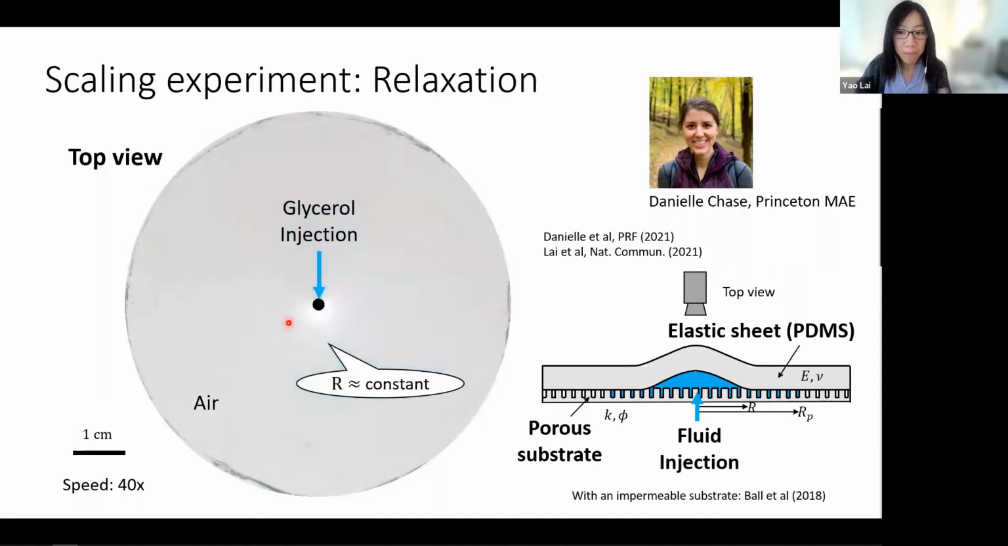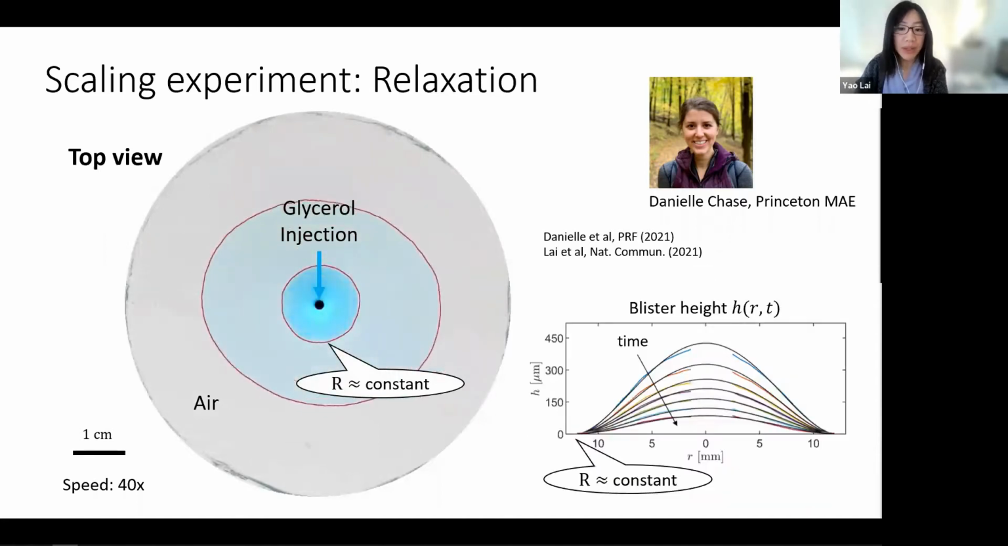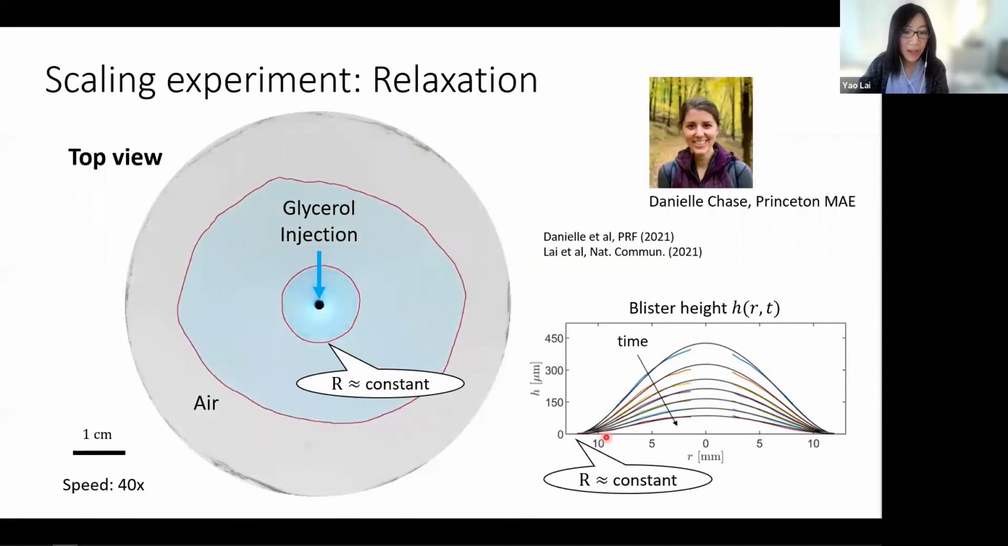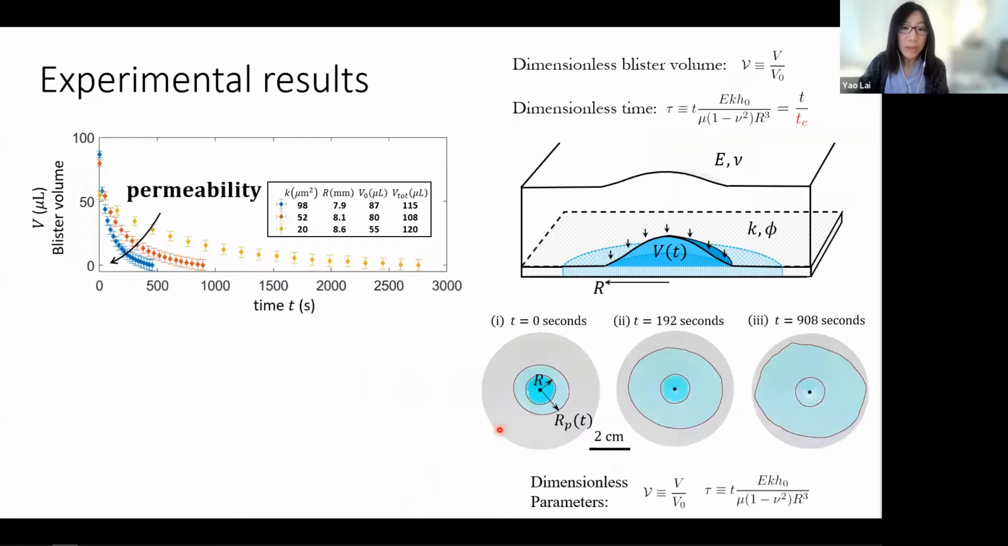So this is the measurement of the blister thickness profile obtained by Danielle. And again, we see that the blister radius is roughly constant. The benefit of the experiment is that we can control the permeability of the porous substrate. And here I plot the measurement of blister volume that decays as a function of time for 3 different permeabilities.